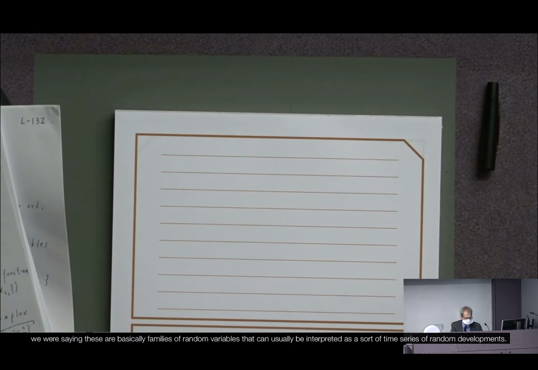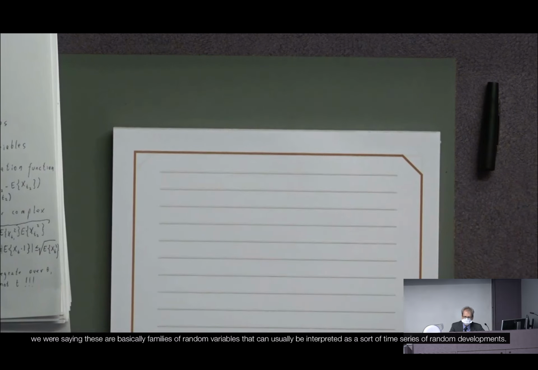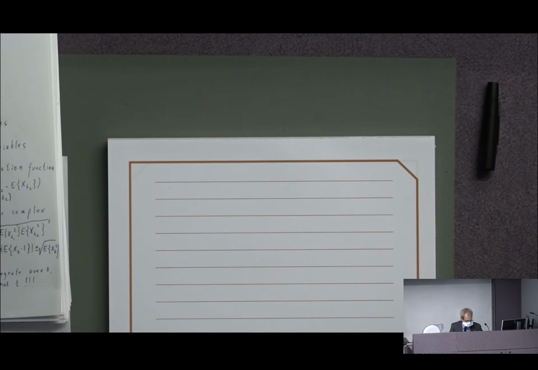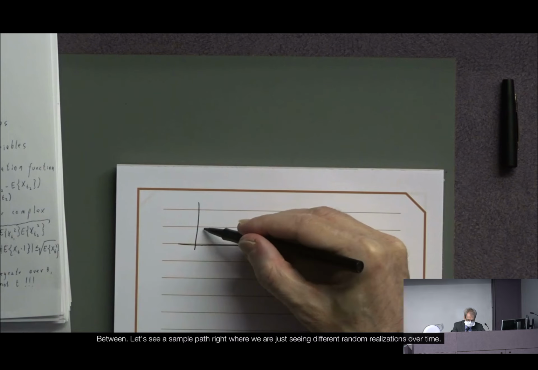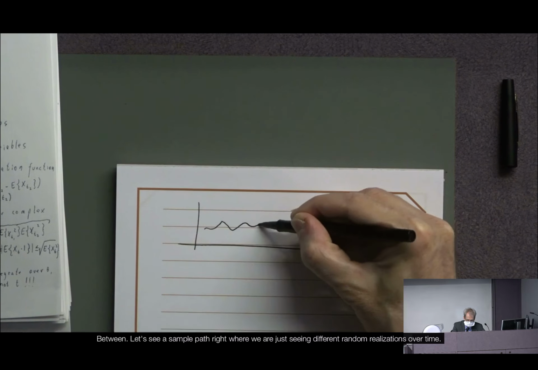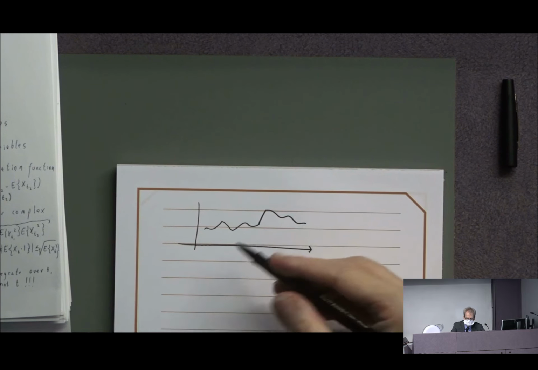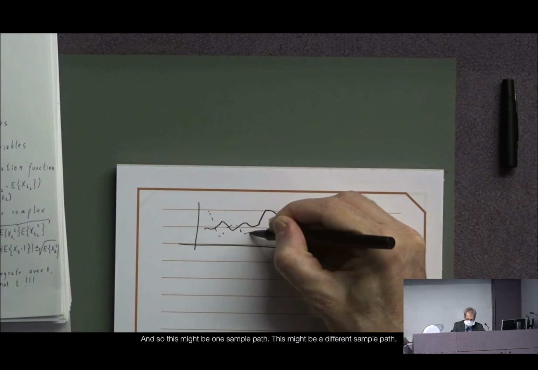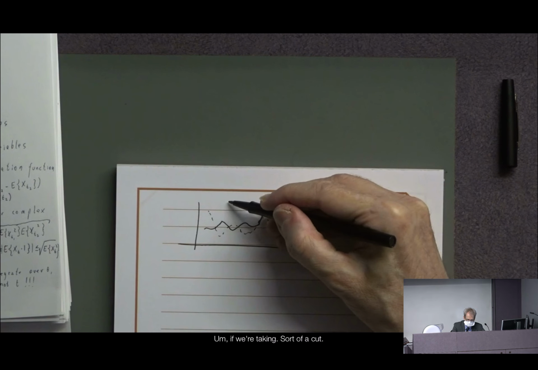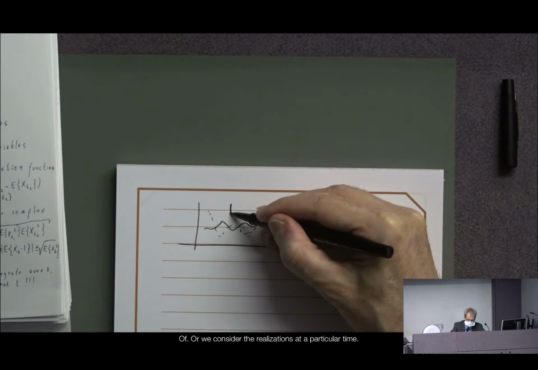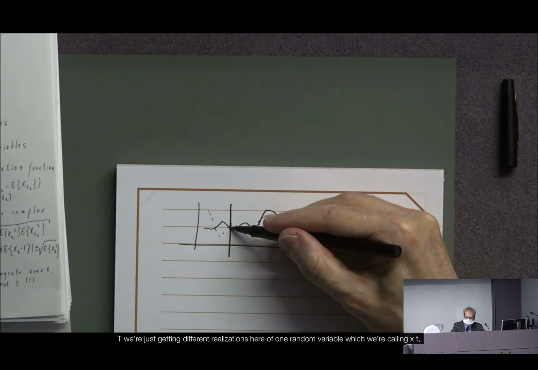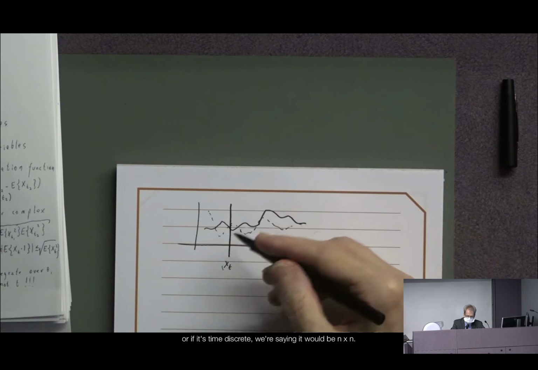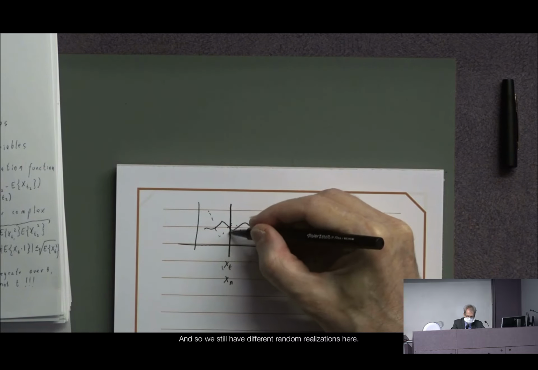So last time we started to discuss random processes. We were saying these are basically families of random variables that can usually be interpreted as a sort of time series of random developments. And we were saying that we now have to distinguish between, let's say, a sample path, where we're just seeing different random realizations over time. So this might be one sample path, this might be a different sample path. If we take a cut, or consider the realizations at a particular time t, we're just getting different realizations of one random variable, which we're calling X_t, or if it's time discrete, X_n. And so we still have different random realizations here.